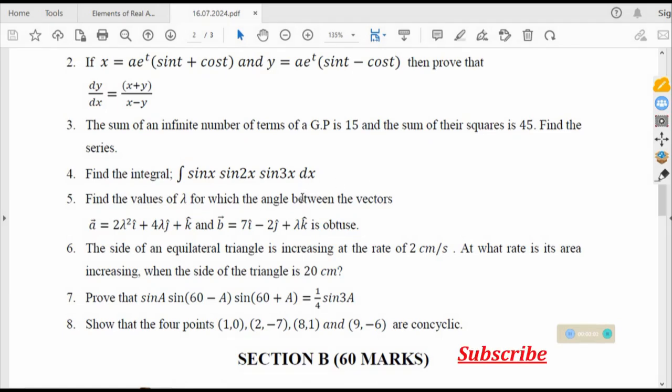We look at question number 4, which requires us to find the integral of sine of x times sine of 2x times sine of 3x dx. So we need to integrate sine of x times sine of 2x times sine of 3x dx. So let us look at the solution.